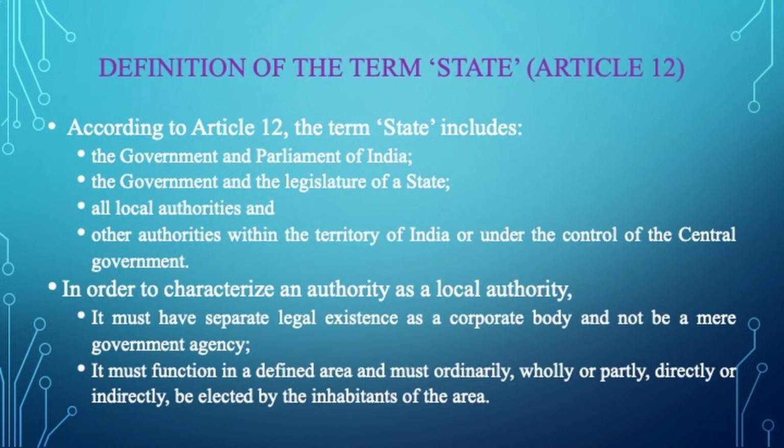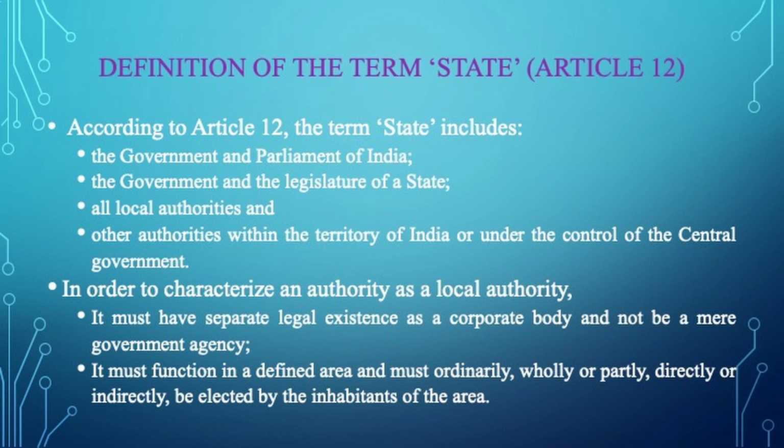According to Article 12, the term state includes the government and parliament of India, the government and the legislature of a state, all local authorities, and other authorities within the territory of India or under the control of the central government. Now, what constitutes a local authority? A local authority is an authority having separate legal existence as a corporate body. It is an independent entity and not a mere government agency.